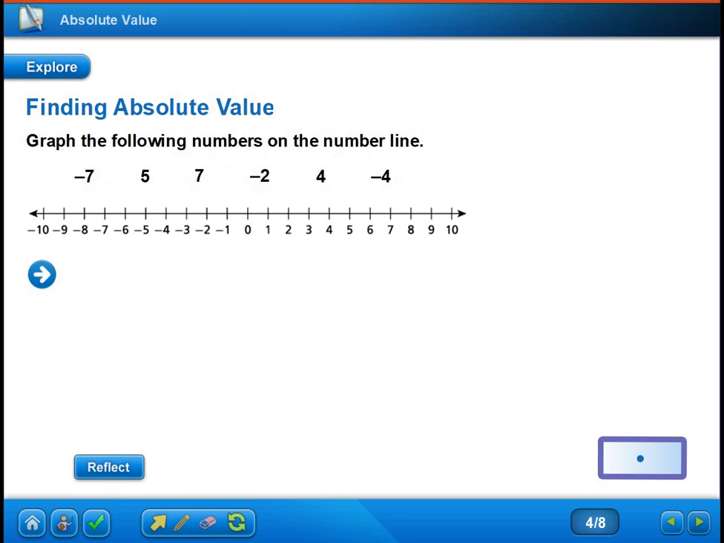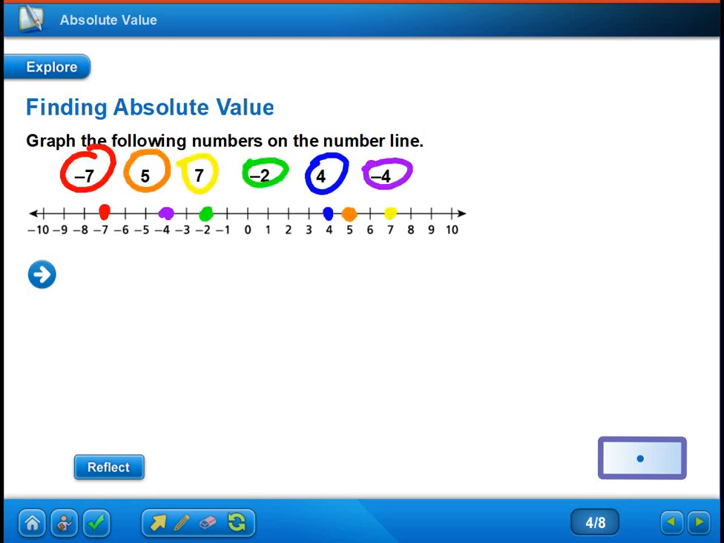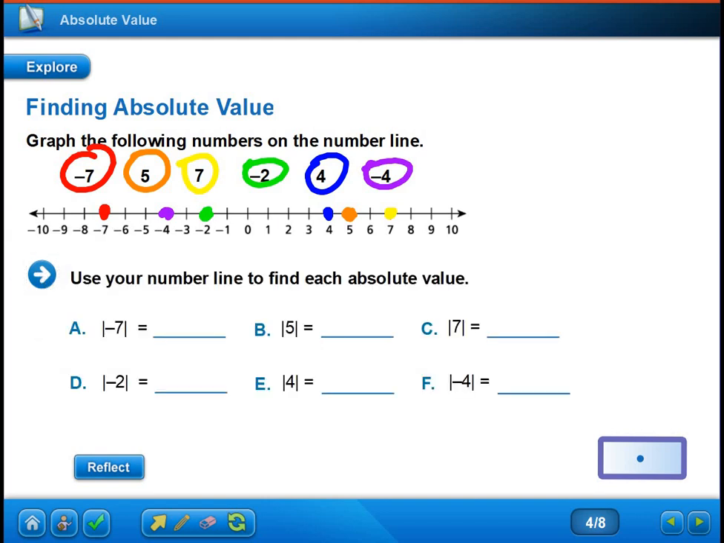All right, so you should have found that your graph looks something like this, where you have the -7, and I've graphed it in red, 5 is in the orange, -4, -2, 4, and 7. Now we're really going to just practice absolute value. Absolute value tells us, remember, the number's distance from 0. So if we're looking for the absolute value of -7, we're just looking at how far away it is from 0. We can count 1, 2, 3, 4, 5, 6, and 7. So the absolute value of -7 is going to be 7.